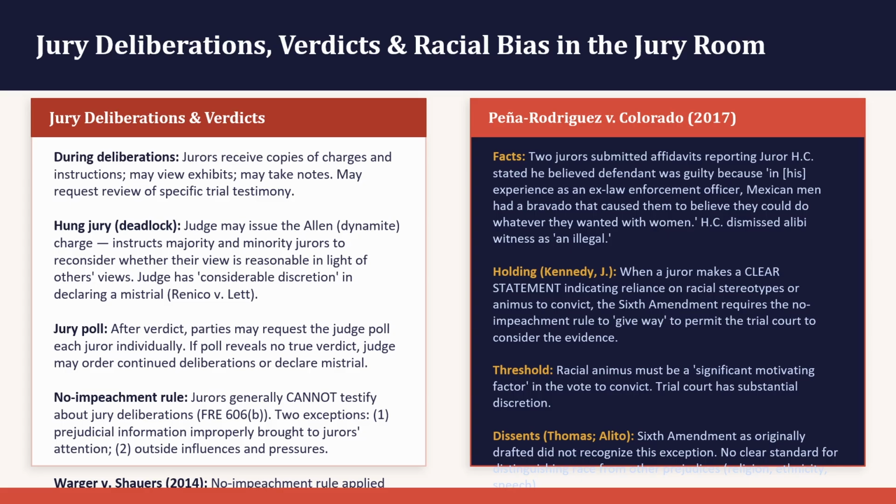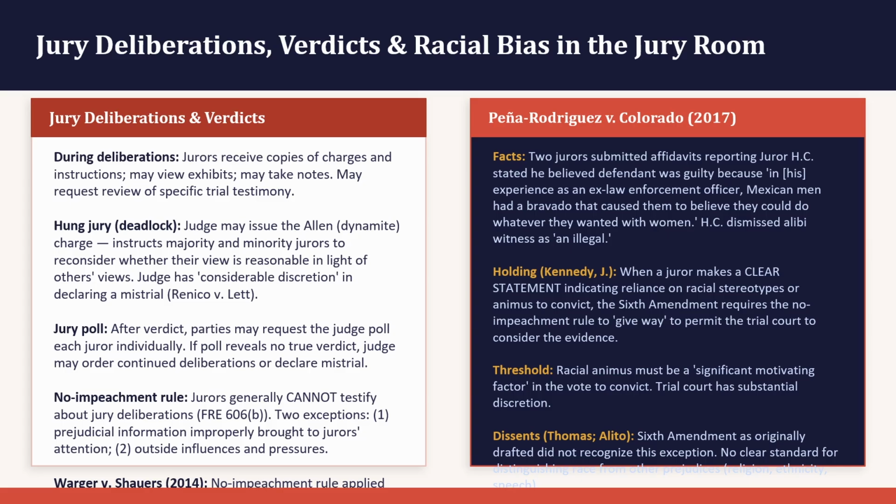Pena Rodriguez v. Colorado in 2017 created a new exception for racial bias. When a juror makes a clear statement indicating reliance on racial stereotypes or animus to convict a criminal defendant, the Sixth Amendment requires the no impeachment rule to give way so the trial court can consider the evidence.